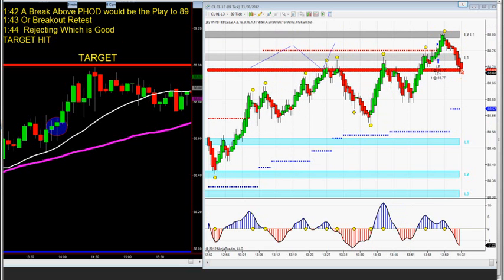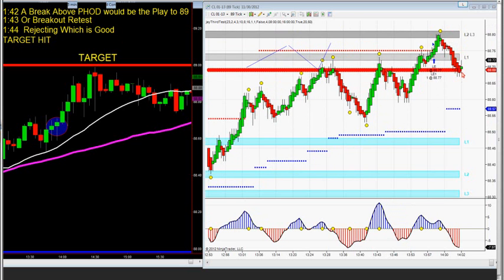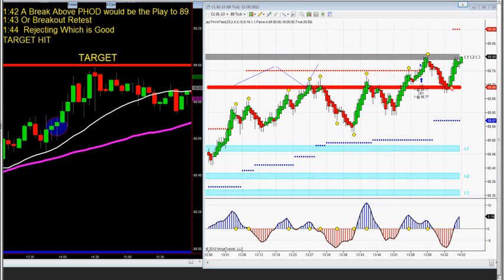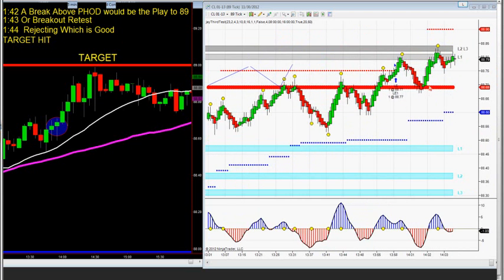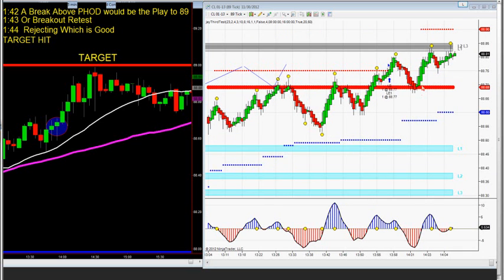Look, I said, or breakout retest at 143. There's a retest. Wait for a green bar close to get long. Green bar close, bam. There's your long green bar close. Now, I got this on replay a little faster for you. It won't be this fast in live conditions.